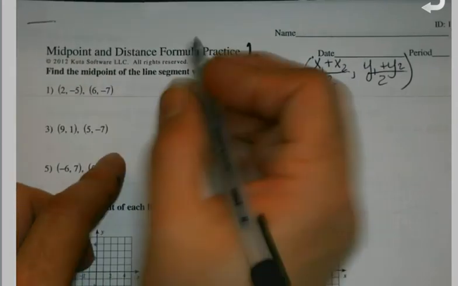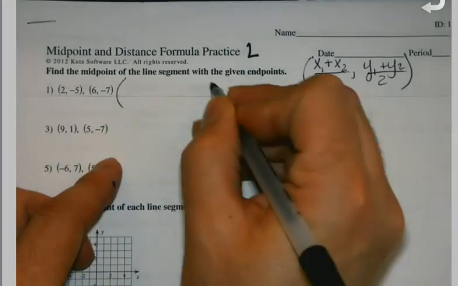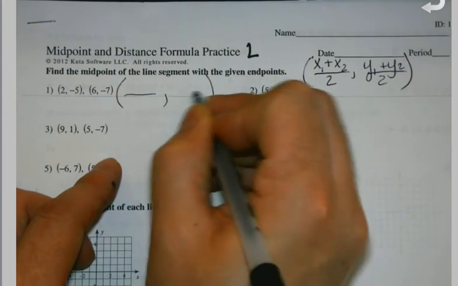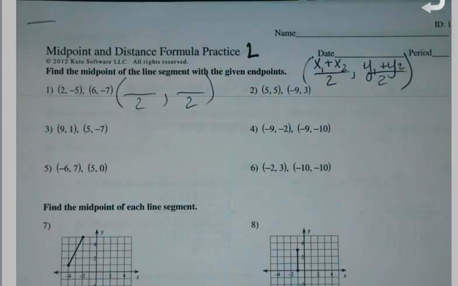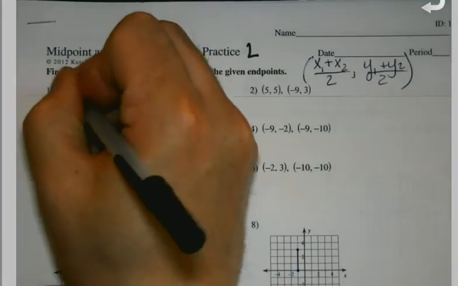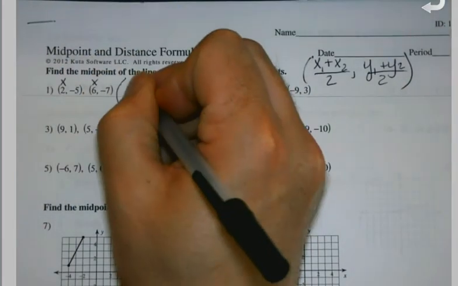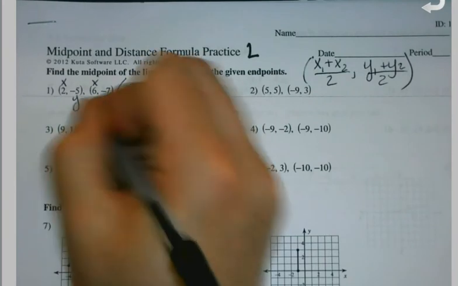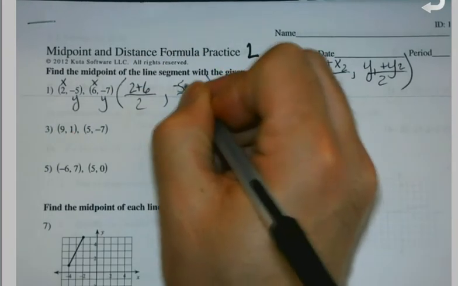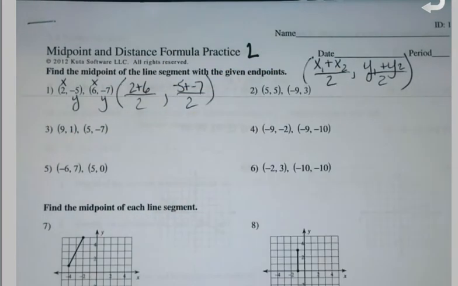So, let's see here. If I decide I'm going to do the first one, I always like putting the 2 in right away so I don't forget it. That's the one part that's never going to change. And then basically after that, I got 2 plus 6 for x. I got -5 plus -7 for y.